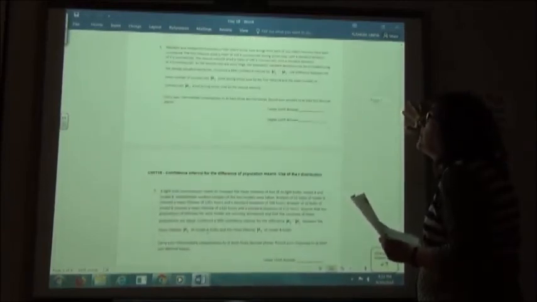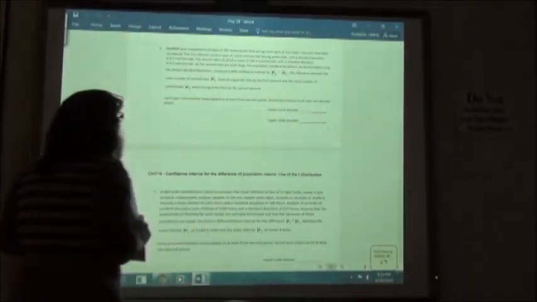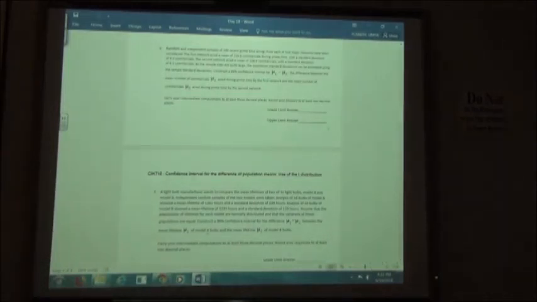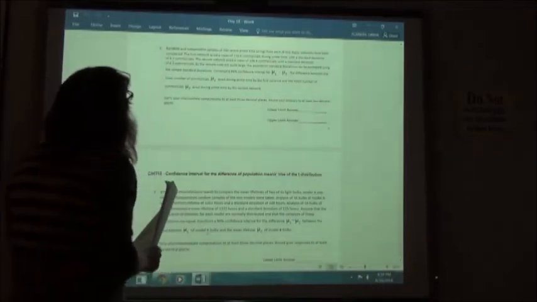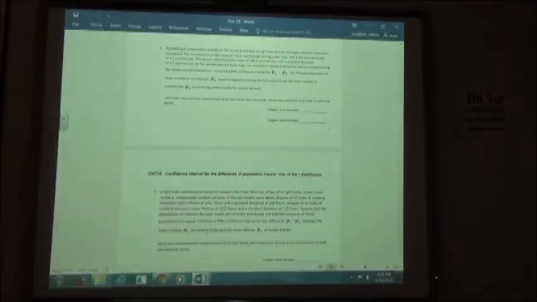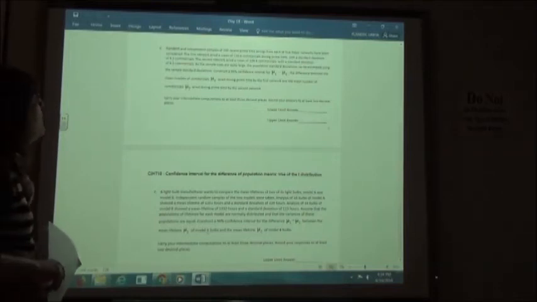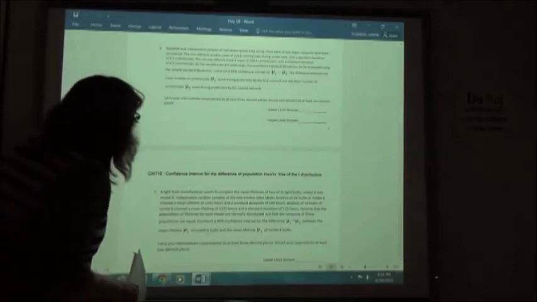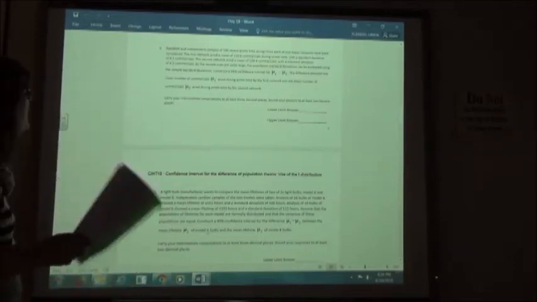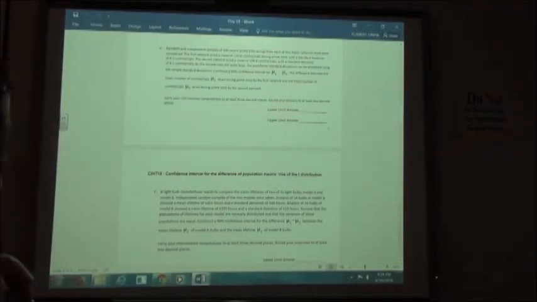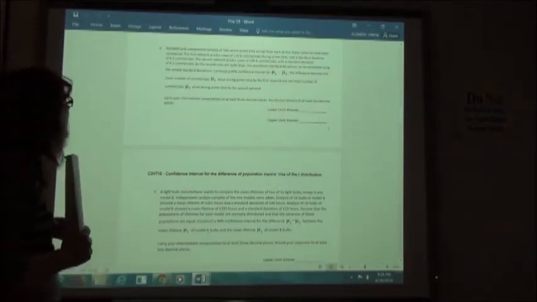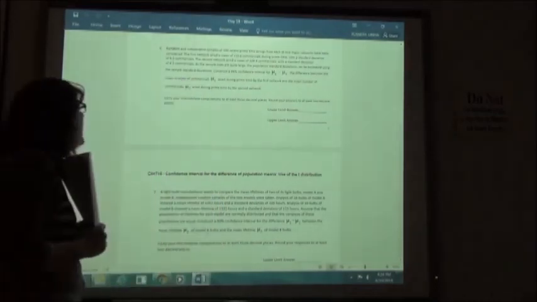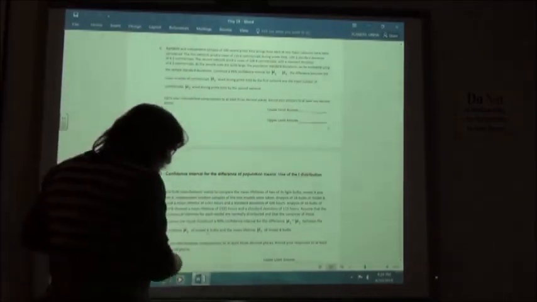All right, number 6. Random and independent samples of 100 recent primetime airings from each of the 2 major networks have been considered. The first network aired a mean of 110.6 commercials during prime time with a standard deviation of 4.3. The second one aired a mean of 109.4 commercials with a standard deviation of 4.3. As the sample sizes are quite large, the population standard deviation can be estimated by the sample standard deviation. Construct a 95% confidence interval for the mean difference. And so again, we're going to find our upper and our lower limits.